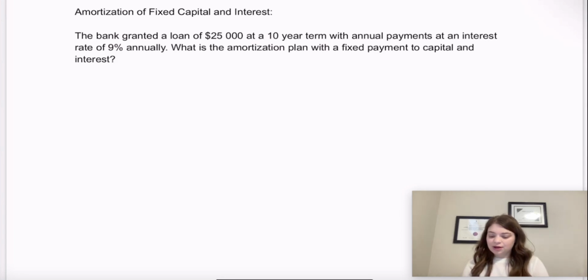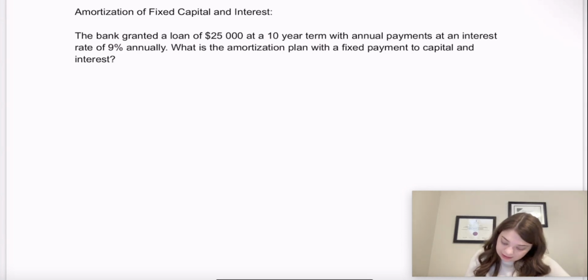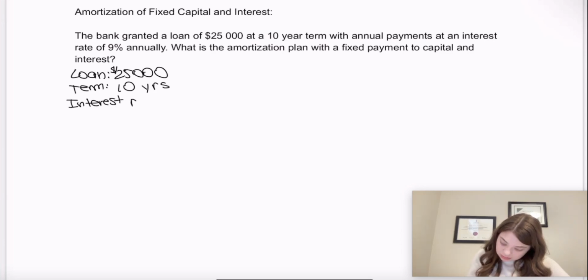A bank granted a loan of $25,000 at a 10-year term with annual payments and an interest rate of 9% annually. What is the amortization plan with a fixed payment to capital and interest? Okay, so first we're going to write down what we know. We know that the loan amount is $25,000. We know that the term is 10 years. We know that the interest rate is 9% annually.